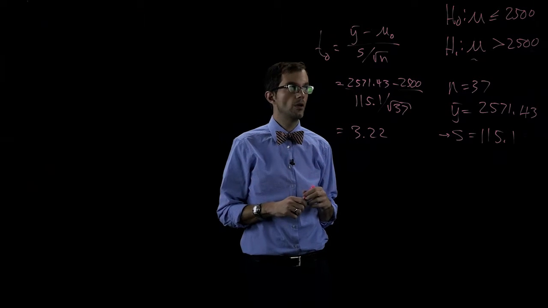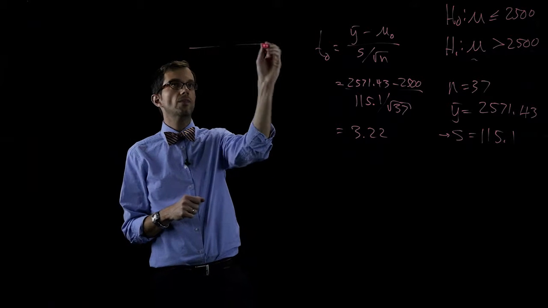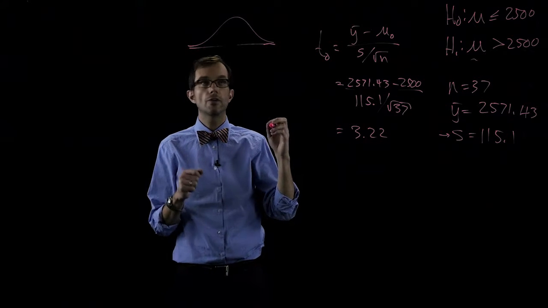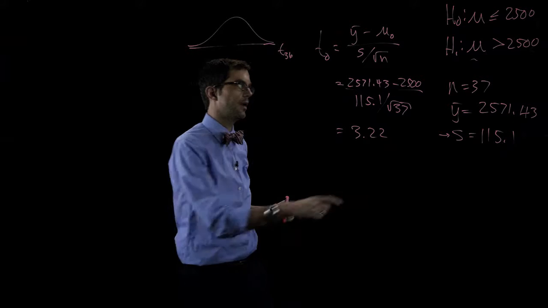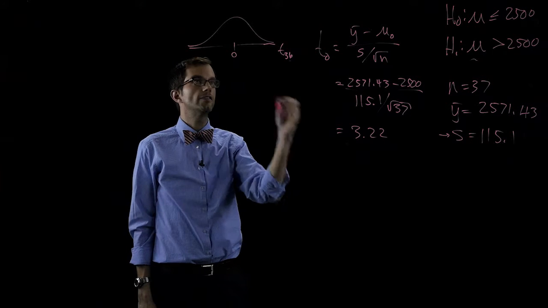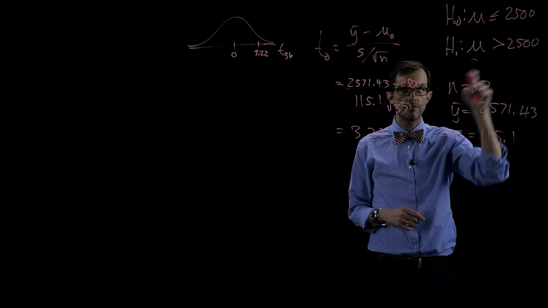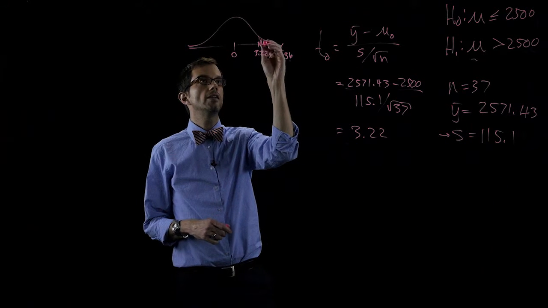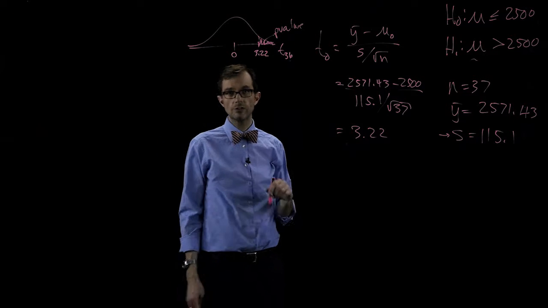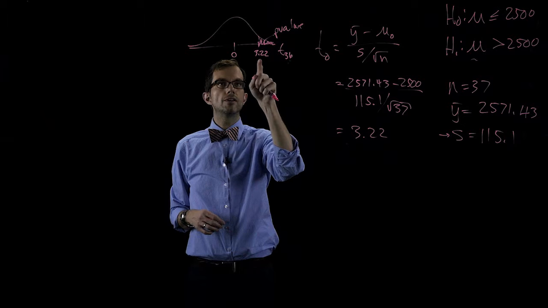We're going to find the area associated with the test statistic in the upper tail. Degrees of freedom here is 36: t with 36, n minus 1, 37 minus 1 is 36. Here's 0, and here is our test statistic, 3.22. If a greater than sign is in the alternative hypothesis, then the p-value lies entirely above the test statistic. So here's the p-value right here.